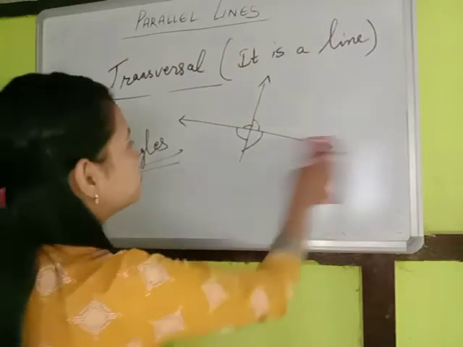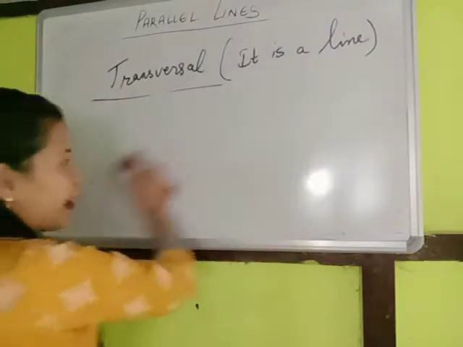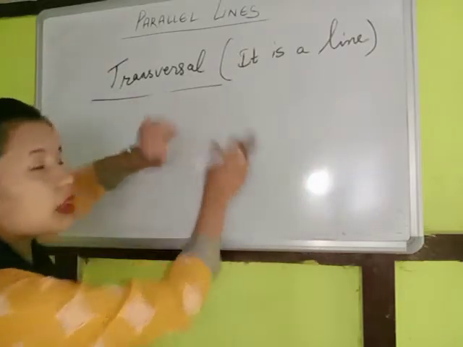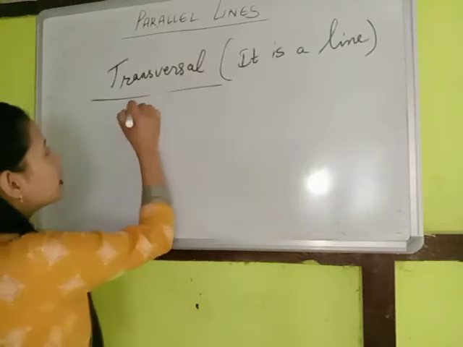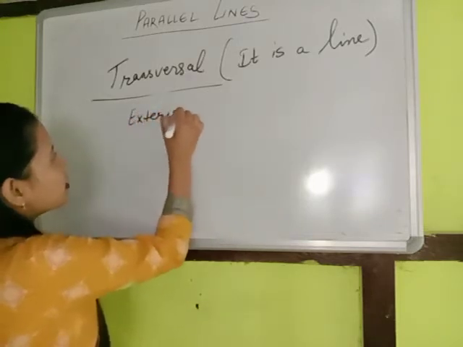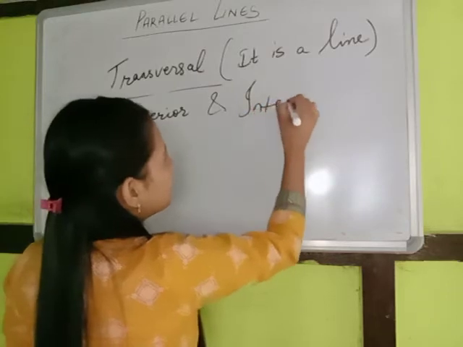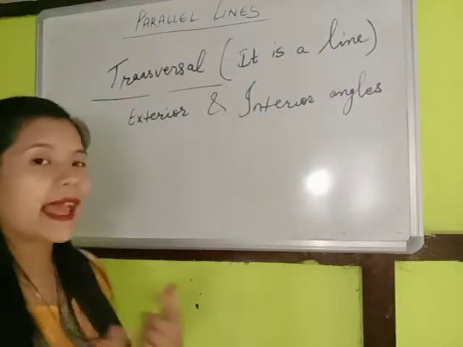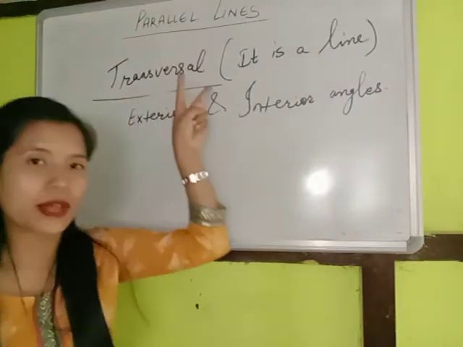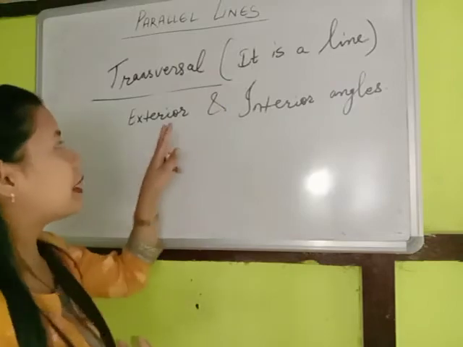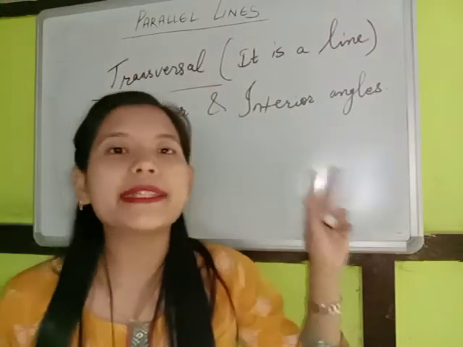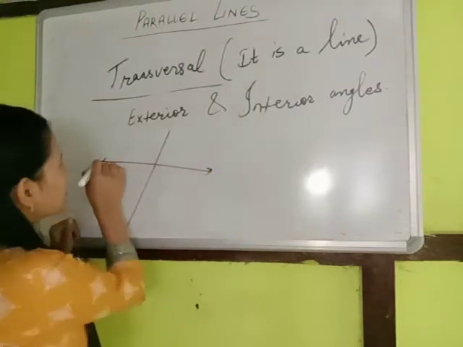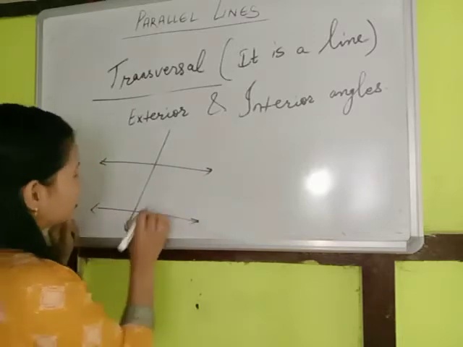Let me name this angle. When a transversal cuts two lines, remember it forms exterior and interior angles. There are 8 angles formed whenever two lines are cut by a transversal. Out of that, 4 are exterior angles and 4 are interior angles. I'd like to draw the exterior angles on one side and the interior angles on the other side.